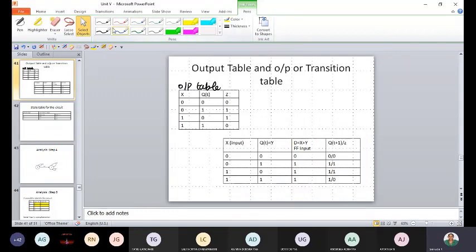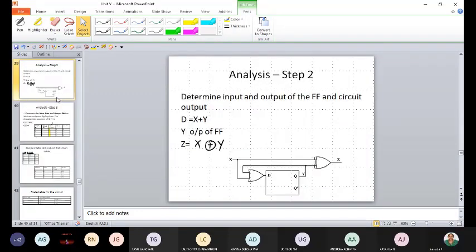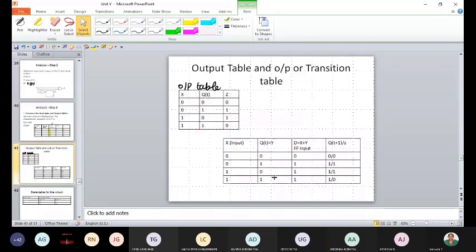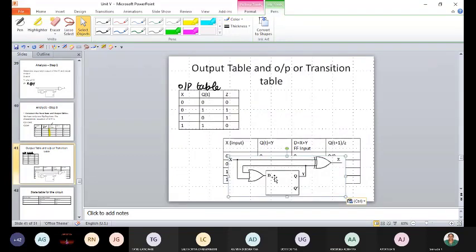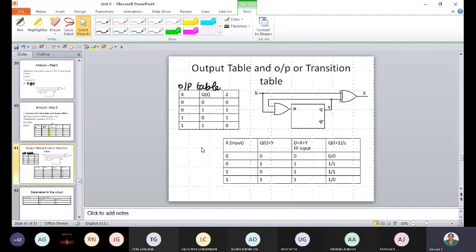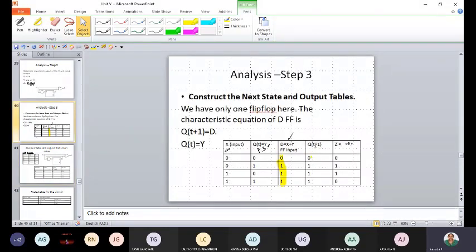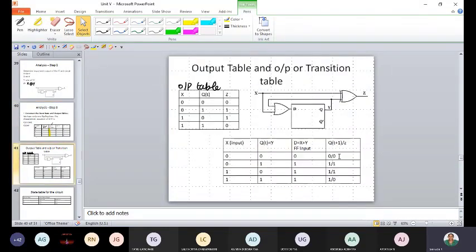For the given circuit, it is this. What is your input? X. What is your output? Z. So if you have a flip-flop, what is your Q of t? That I am writing here. For 0, 0, 0, 1, 1, 0, 1, 1, 0, 1, 1, 0 is the output. So this is your output table. And again, I am writing the state table incorporating your output also. These two columns I have merged as Q of t plus 1 slash z. That is what I have written here.